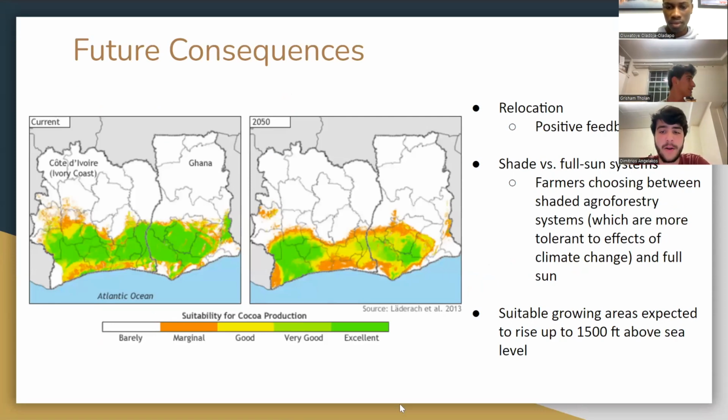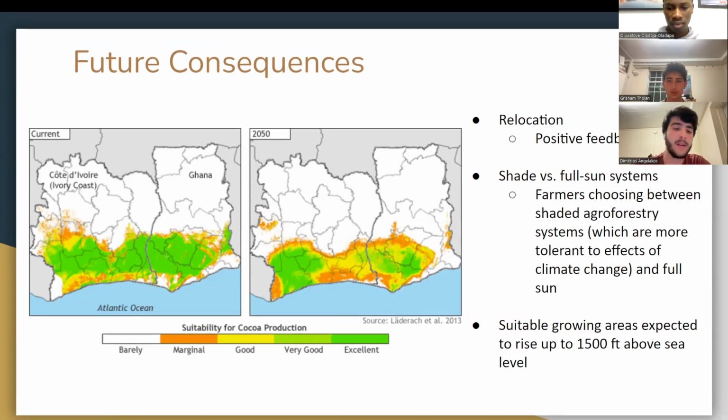So now, why does this matter? What are the consequences of this decrease in cocoa production? One thing is relocation. As the amount of suitable land decreases and changes, farmers are going to have to get up and move to different areas. This map on the left shows the locations where cocoa is being grown in 2013, and the right is a prediction of what these suitable locations will look like in 2050. As you can see, the amount of land has decreased by a lot.